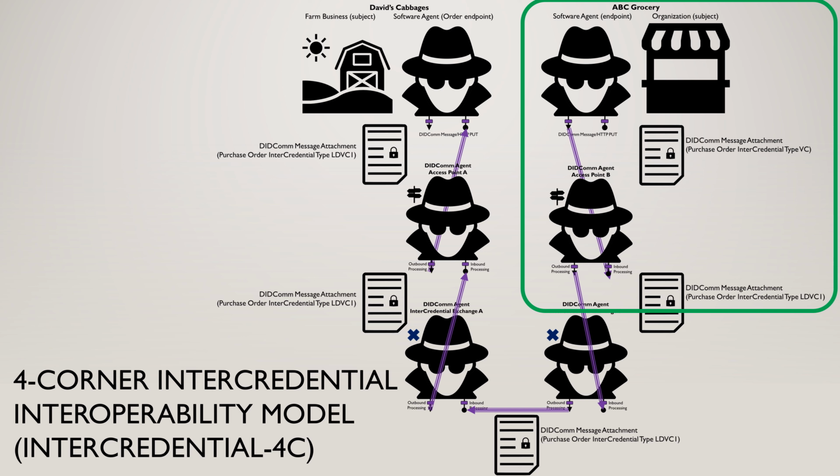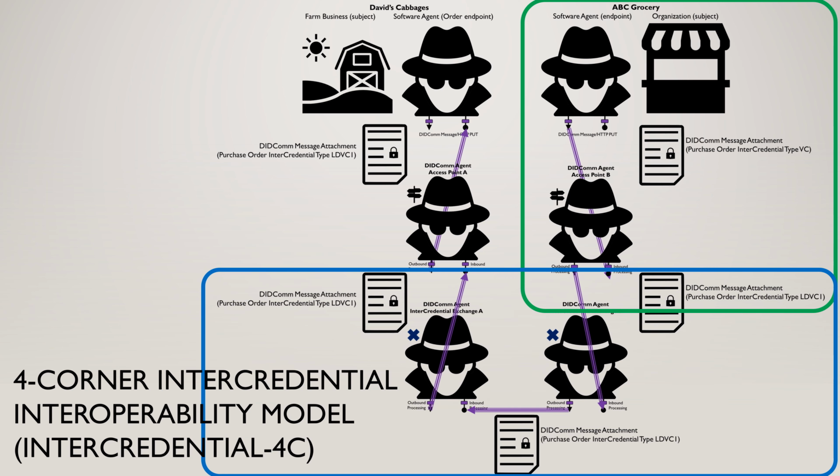ABC Grocery is going to send that to access point B using its native verifiable credential type VC. That access point is going to transform that type VC credential into an LD VC1 credential because that's the agreed upon exchange format.